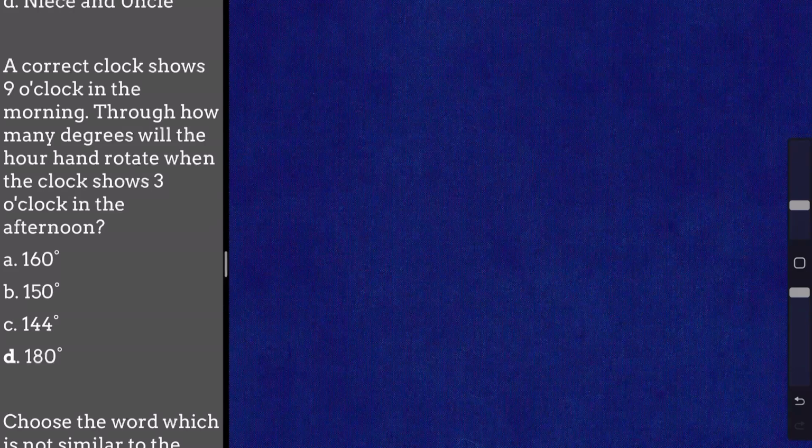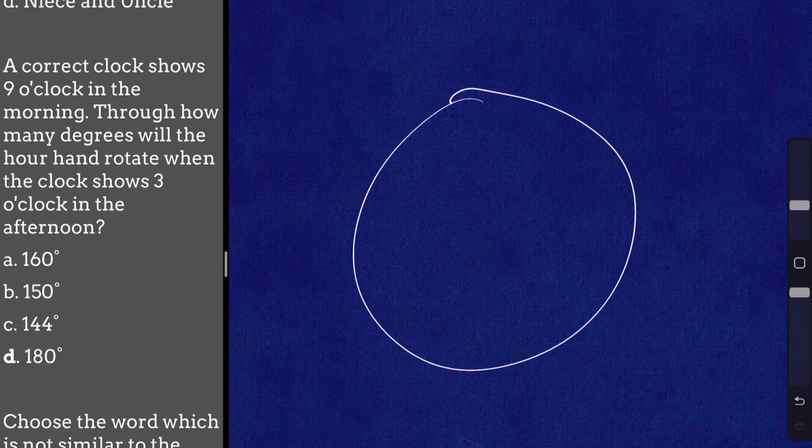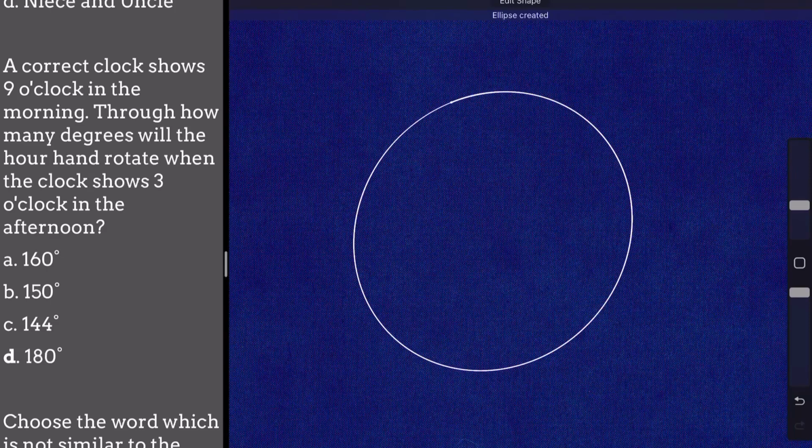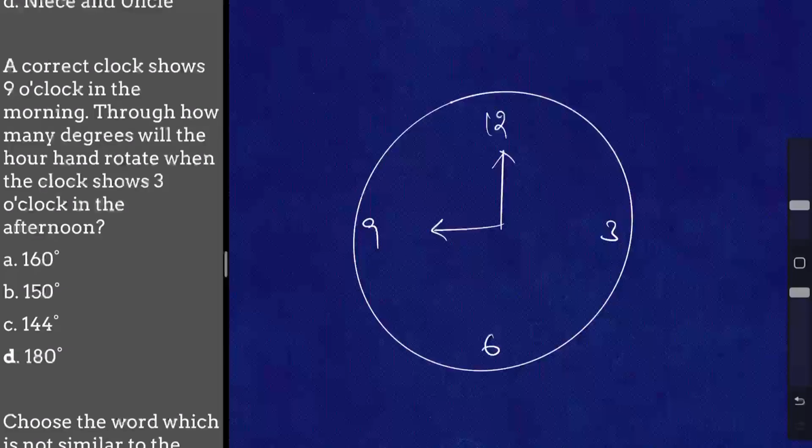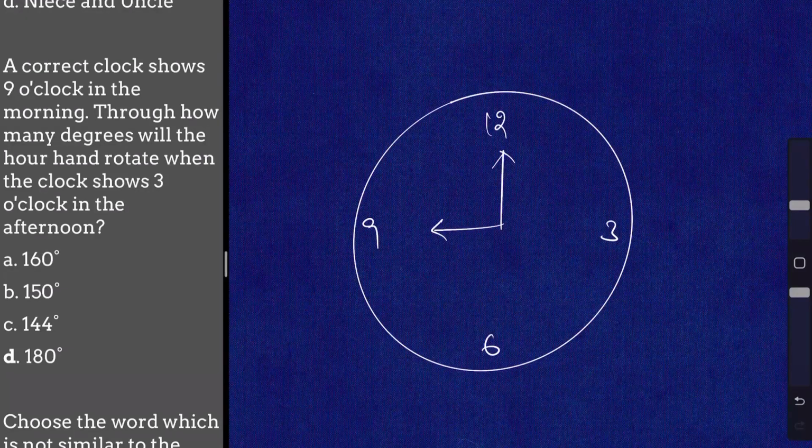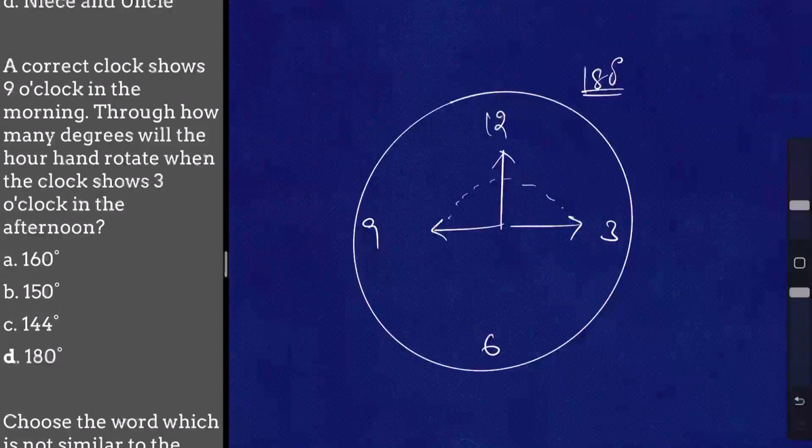Okay, we have a question related to clocks. They say a correct clock shows 9 o'clock in the morning. If this is 12, 6, 9 and 3, and let's say this is the time which is shown by the clock, through how many degrees will the hour hand rotate when the clock shows 3 o'clock in the afternoon? So now what would be the time later on? It would be 3 o'clock. That means this has to move from there to 3. That means it's nothing but movement of 180 degrees.